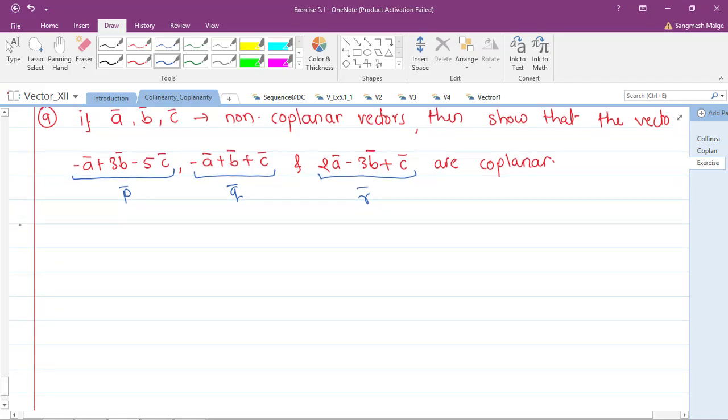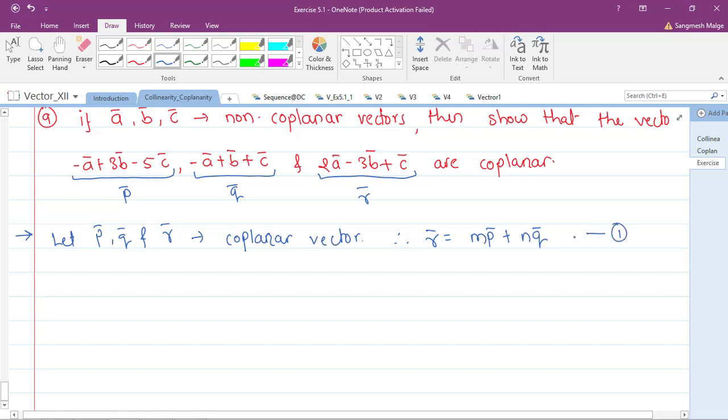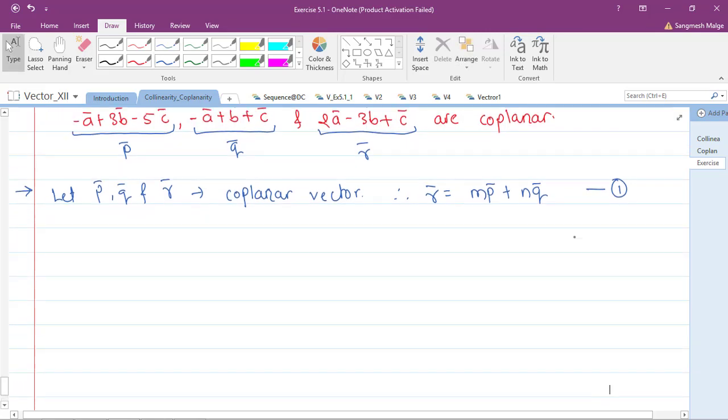So your answer will start like this. Let p bar, q bar and r bar be coplanar vectors; we are assuming that. So if so, what can you write? Therefore r bar is equal to m p bar plus n q bar. This is the condition of coplanarity we have already discussed in the summary. If you have not seen the last video, please go through that video, you will understand this summary.